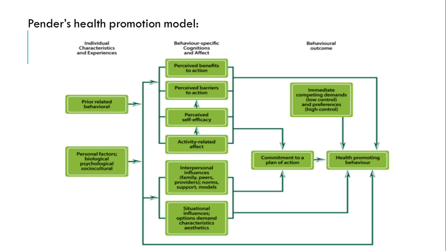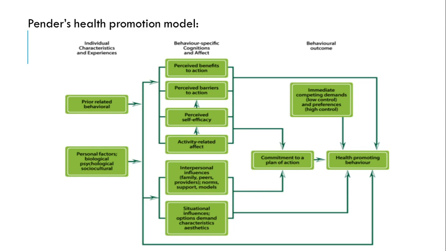Let's take a smoker as an example. If he knows the benefits of quitting smoking, and if he feels that he can quit that behavior, he will try to quit smoking. But if he feels that he is not physically well when stopping smoking, he will not try to avoid it. So it will be a barrier.